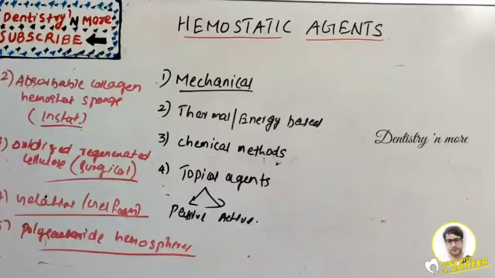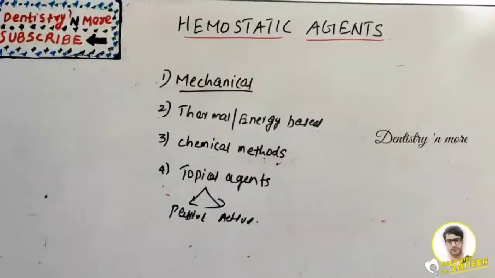So the first one was Avitin, that was microfibrillar collagen hemostat, then Instat, which is absorbable collagen hemostat sponge. Then we have Surgicel, which is oxidized regenerated cellulose. Then gel form, which is gelatins, and polysaccharide hemospheres. Now let's see what the topical agents in the active category are.